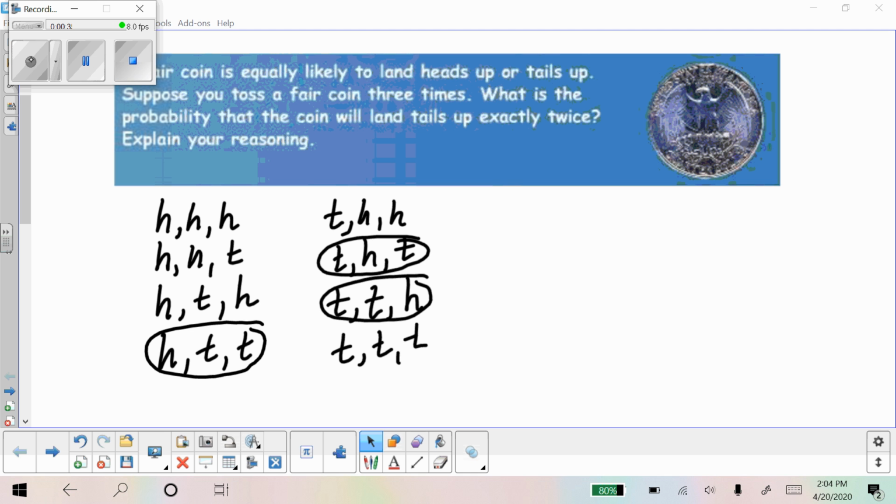So the way I found the answer is I found all 8 possibilities. So that is the total number of possibilities. That, when you're making a probability, goes on the bottom. And then on the top, I circled the number of favorable outcomes. In other words, the outcomes where the coin lands tails up exactly twice. So you can see that the answer to this question is 3/8.